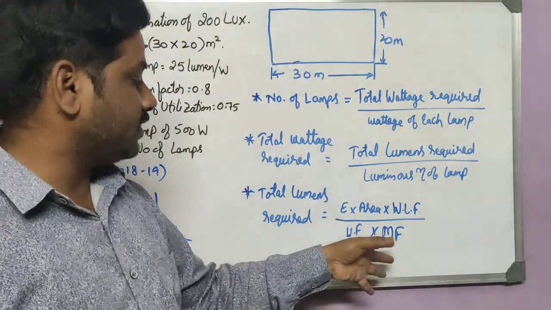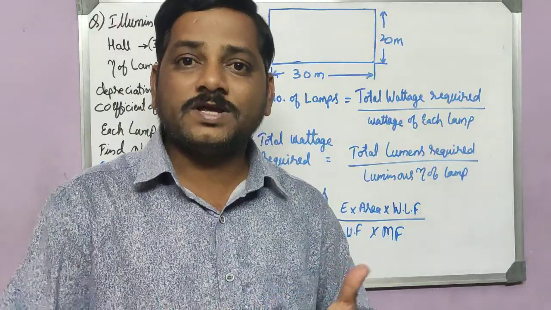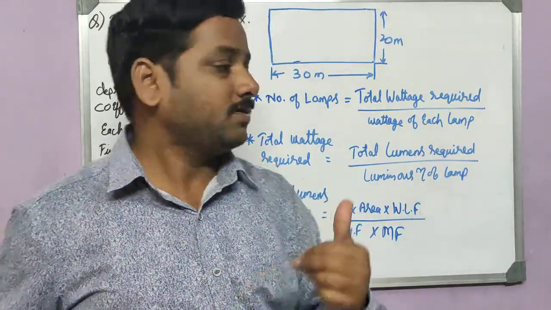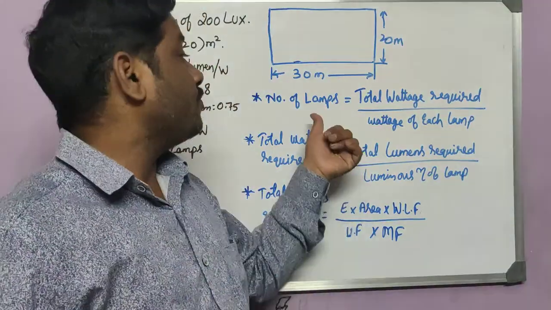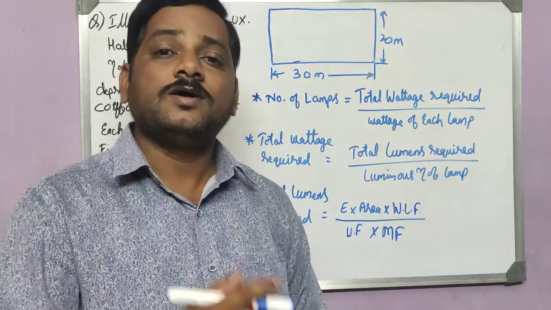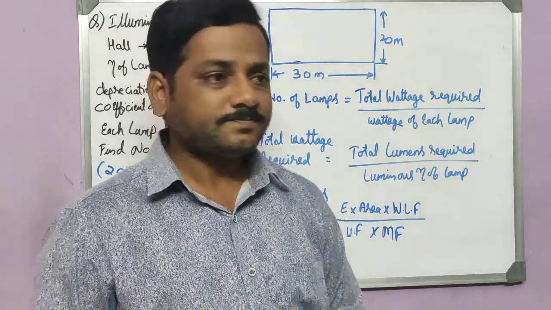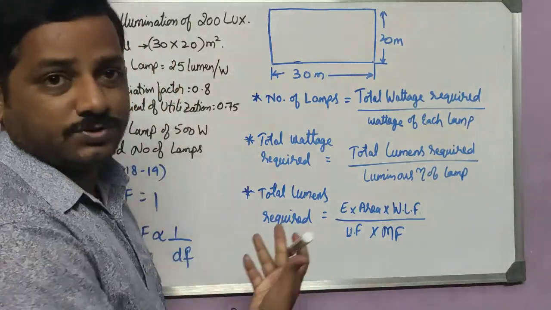Once you substitute that, you'll get the total lumens required. Once you get the total lumens, you can convert that into total wattage required. Once you get the total wattage required, you can find out how many lamps we require, because lamps are always obtained using the wattage. So let's find this. Total lumens required is so and so. Substitute the values and get it.